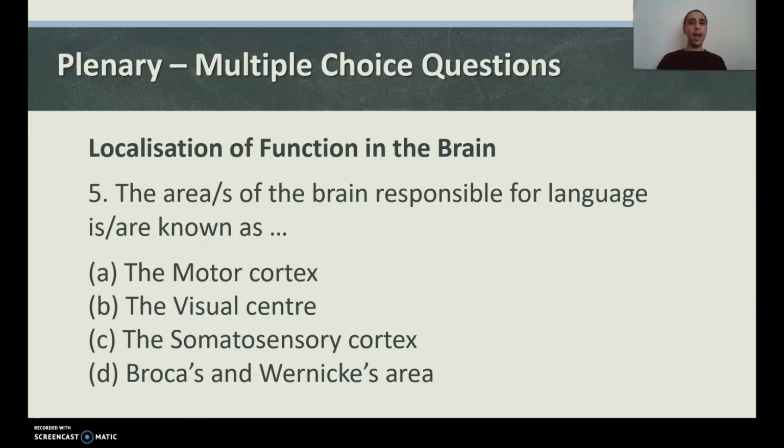Number 5. The area or areas of the brain responsible for language is or are known as A, the motor cortex, B, the visual cortex, C, the somatosensory cortex, or D, Broca's and Wernicke's area. If you remember from last lesson, it is... That's right, D, Broca's and Wernicke's area.